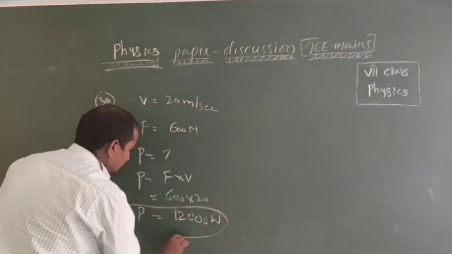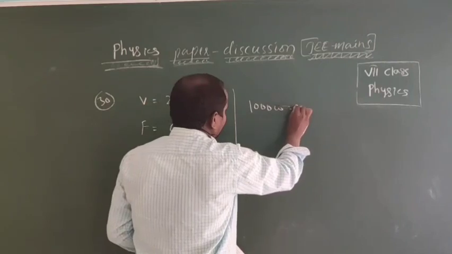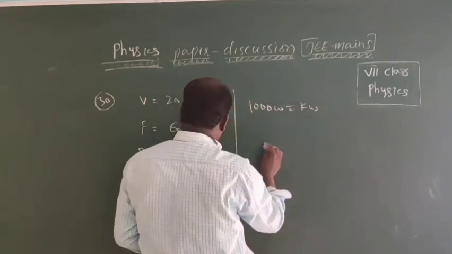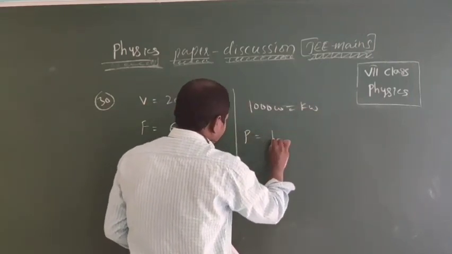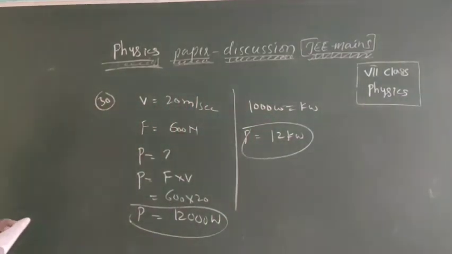This power, 1000 watt equal to 1 kilowatt. So power equal to, we can write here 12 kilowatt. Power equal to 12 kilowatt.